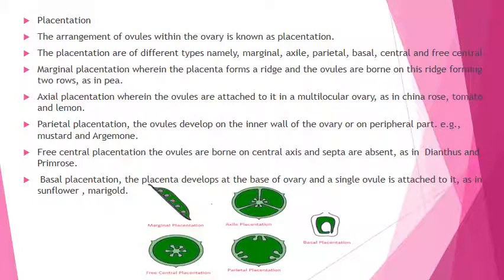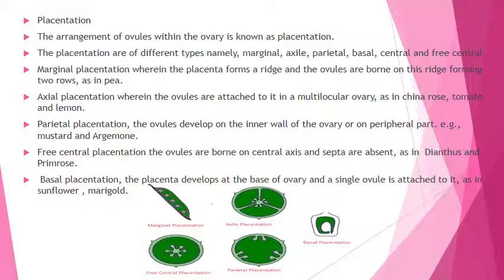There are ovules present in the ovary, and these ovules are arranged in different manners, that is known as placentation. The placentation are of different types, namely marginal placentation, axial placentation, parietal placentation, basal placentation, central placentation, and free central placentation. Marginal placentation is that in which the placenta forms a ridge and the ovules are borne on the ridge, forming two rows, as we find in the pea.